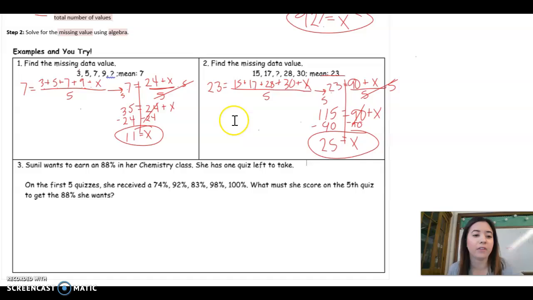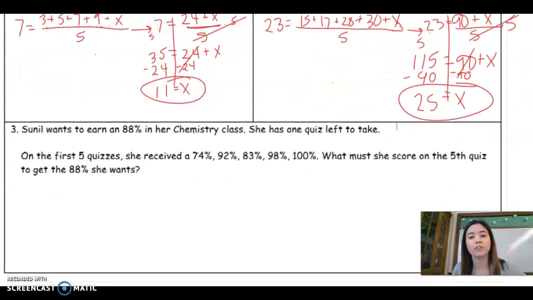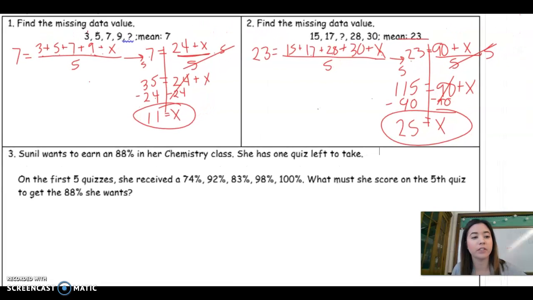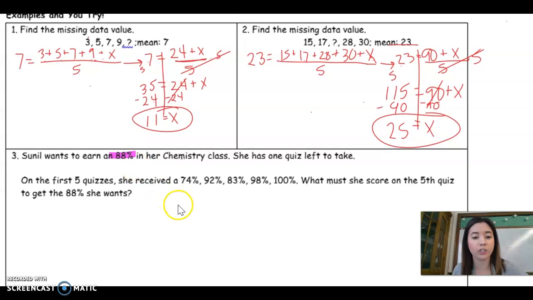All right, there's 2 examples. Let's go ahead and do one last one together, and then you'll do your independent practice. So we have Sunil wants to earn an 88% in her chemistry class. So that is the average she wants. She's received a 74, a 92, an 83, a 98, and a 100. What must she get on her 5th quiz? 1, 2, 3, 4, 5.